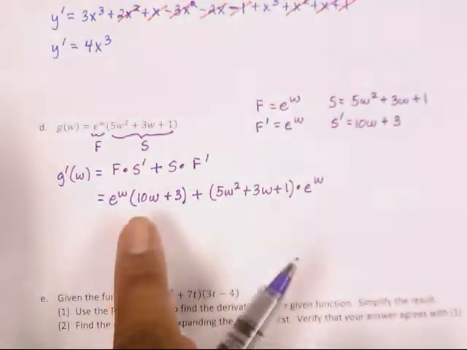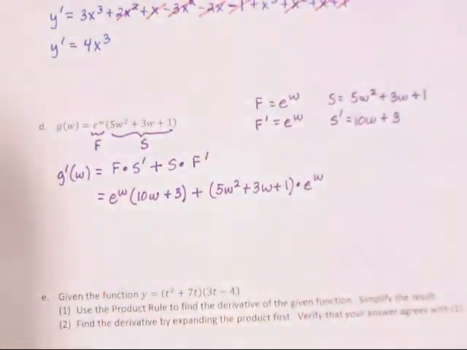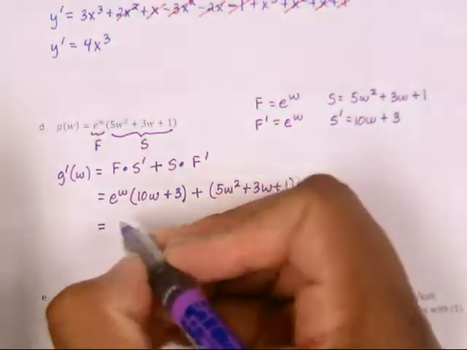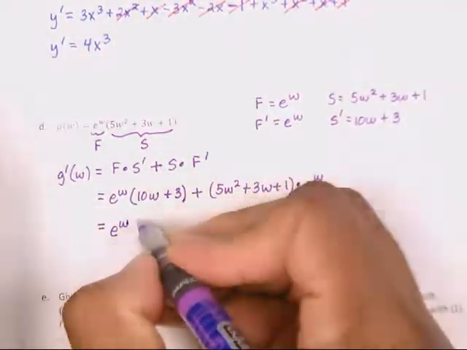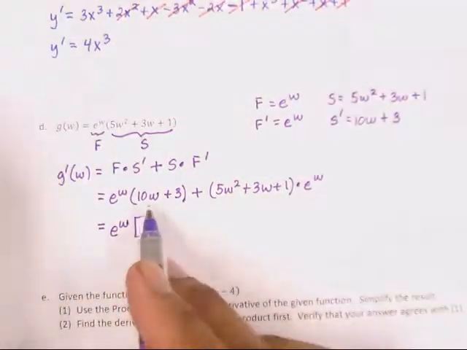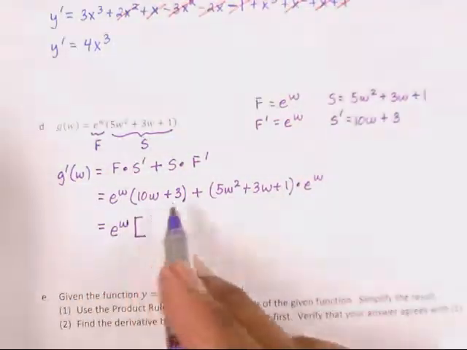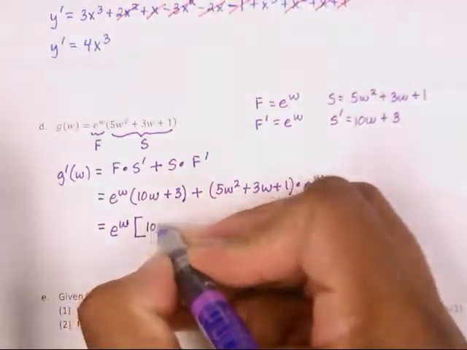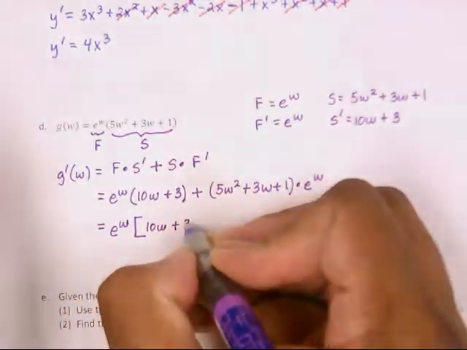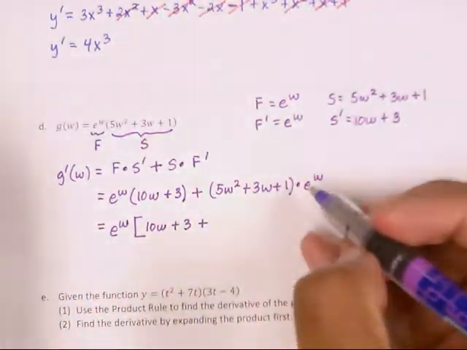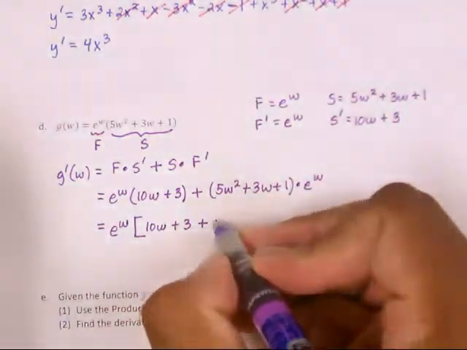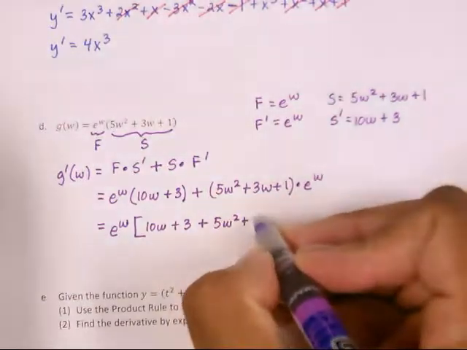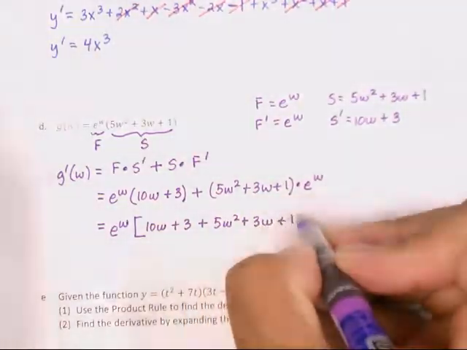Well, it would be easier for me to factor out e to the w since it's in both of these products here. So if I factor out e to the w, in this first term, I'm going to have 10w plus 3, and then plus, factoring out the e to the w, I'm going to have 5w squared plus 3w plus 1.